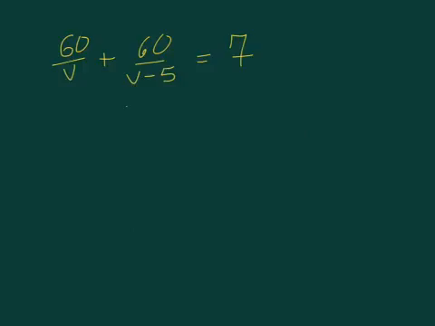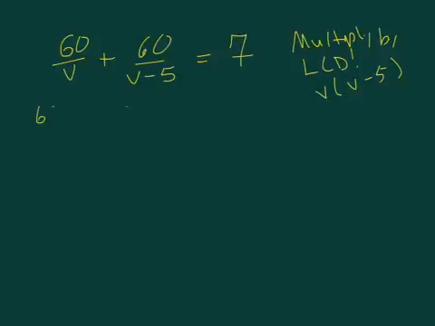Alright, the equation is 60 over v plus 60 over v minus 5 equals 7. The first step we're going to do is just like the step we did in example 8. We're going to multiply by the LCD. The reason we do this is it gets rid of the fractions and it makes it a quadratic equation, which is easier for us to solve. Our LCD in this case is going to be v times v minus 5. So let's multiply everything by that.